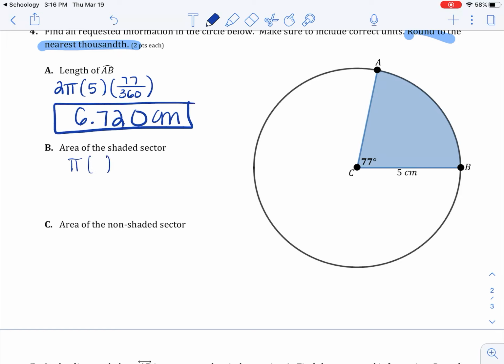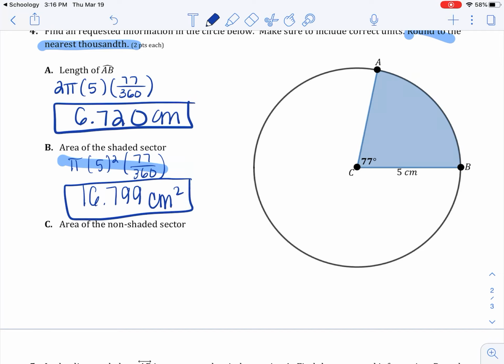Next one, area of the shaded sector. Area of a shaded sector, pi times radius squared, 5 squared, times the measure of that sector, divided by 360. All right, I want the answer rounded to the nearest thousandth, so I'm going to put this whole thing in my calculator here. If you got the answer wrong, please pause the video and type it in yourself. You should have 16.799. This is area, so centimeters squared.